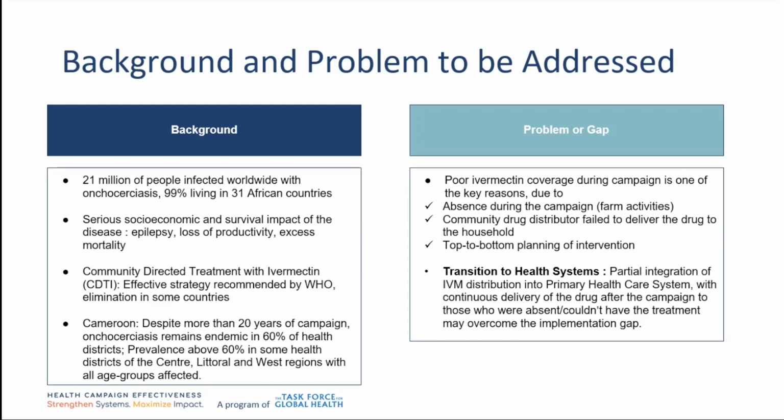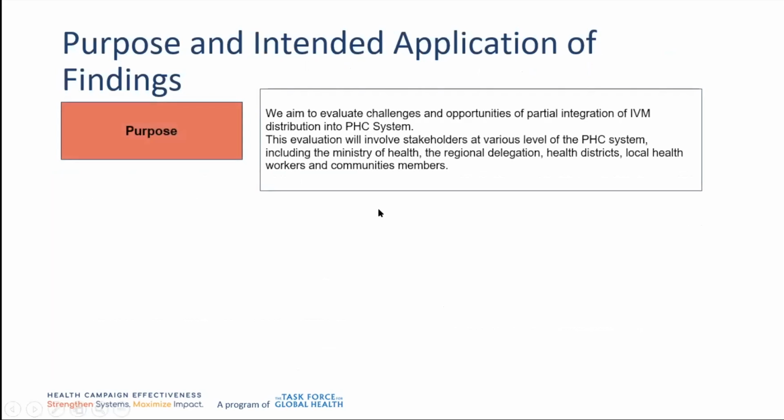So the idea we have is that partial integration of ivermectin drug distribution into the primary healthcare system, with a continuous delivery of the drug after the campaign to those who were not present or who could not receive the treatment, may overcome the implementation gap of this intervention, which has been proved to be effective. It is in that line that our aim here is to evaluate challenges and opportunities which are related to a partial integration of IVM distribution into the primary healthcare system.